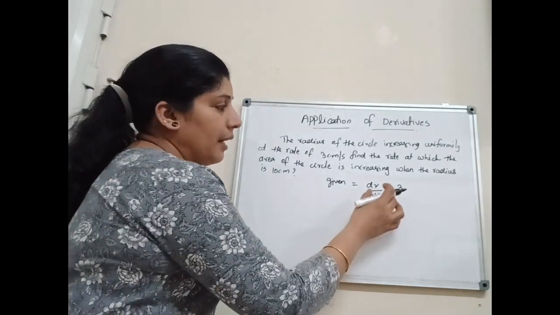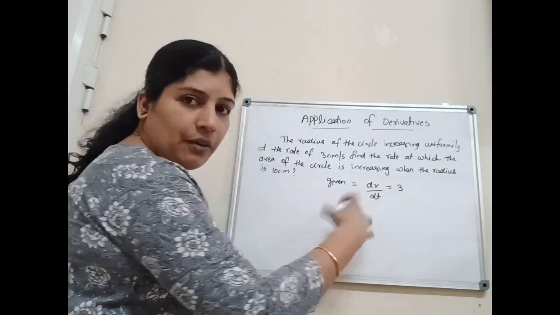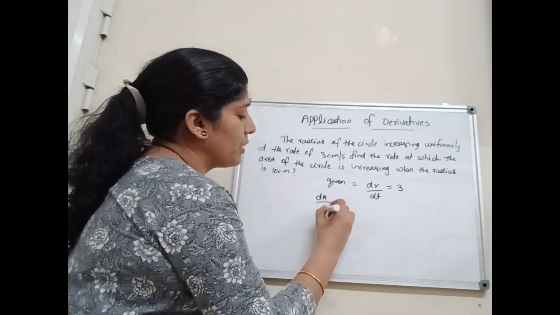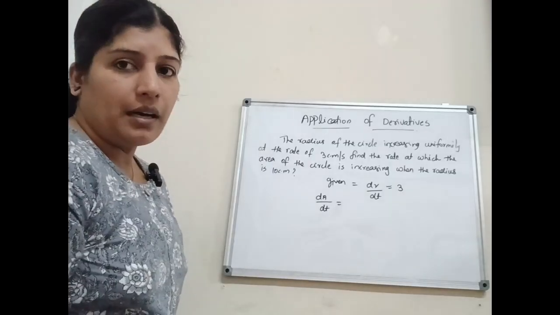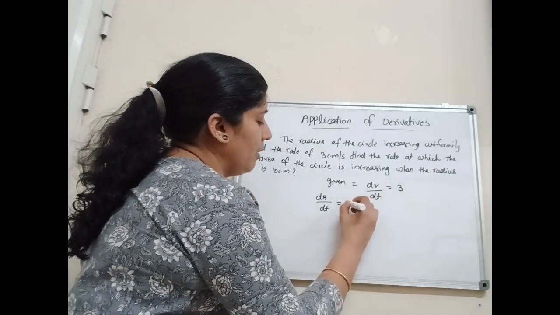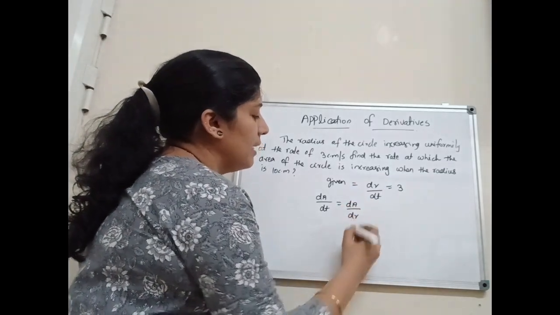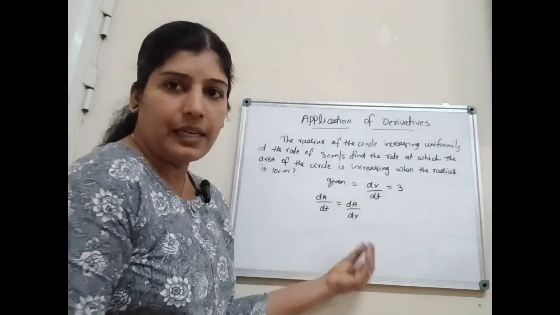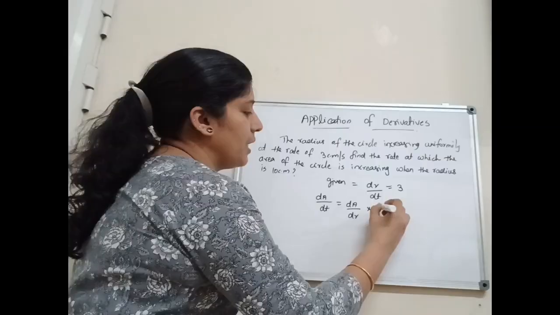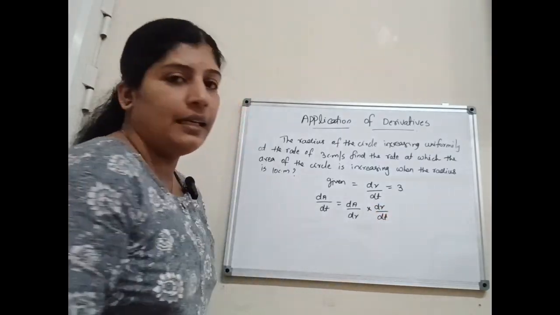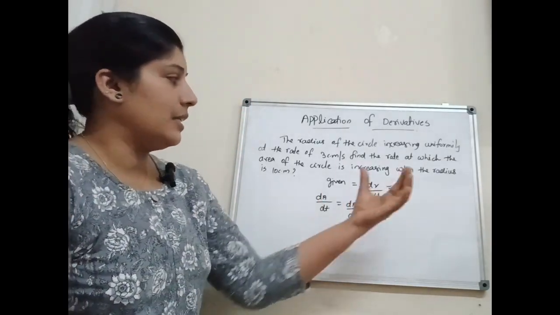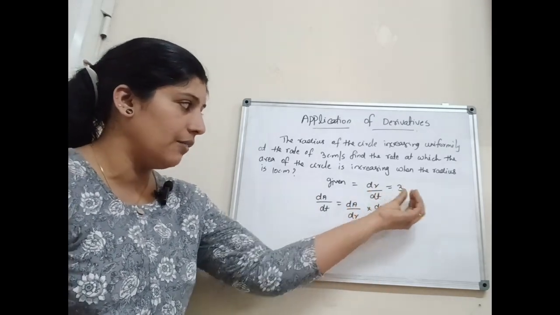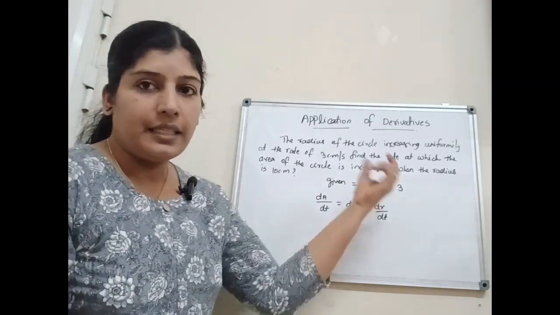The rate of change of radius with respect to time is given. Therefore, correspondingly, we have to find out the rate of change of area with respect to time. dA by dt will be equal to dA by dr, since area is always defined by using radius, into dr by dt. The radius is increasing uniformly at the rate of 3 centimeter per second, so dr by dt is equal to 3.